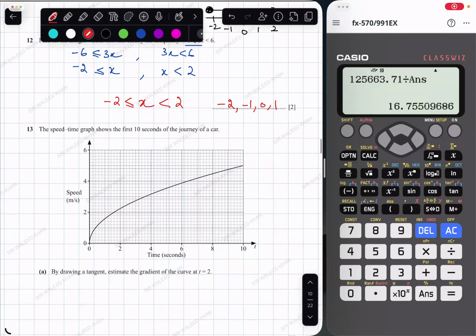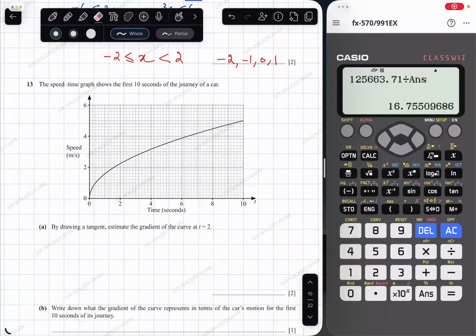All these integers will satisfy this inequality. The speed time graph shows the first 10 seconds of the car's journey. It's a speed time graph. By drawing a tangent, estimate the gradient of the curve at t is equal to 2. The gradient at t is equal to 2.